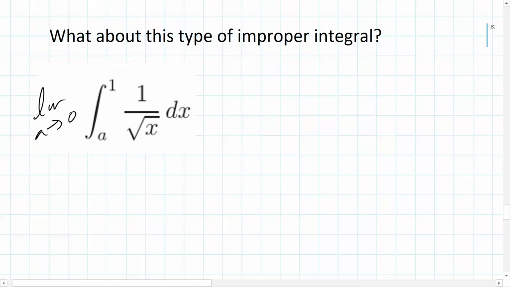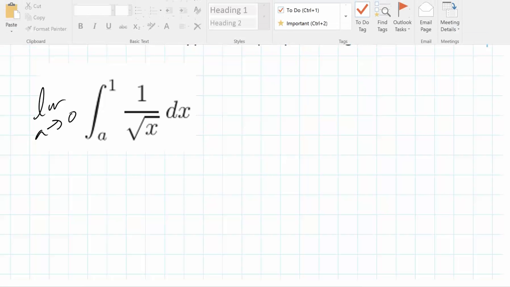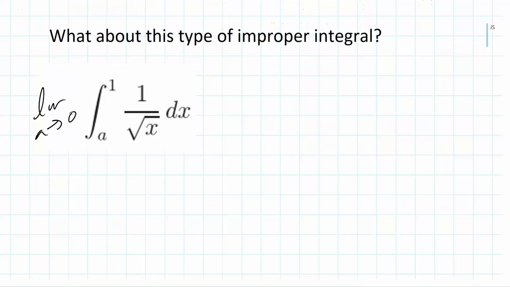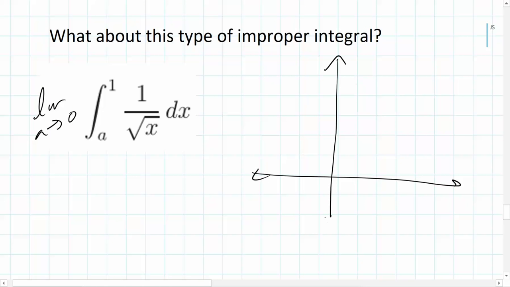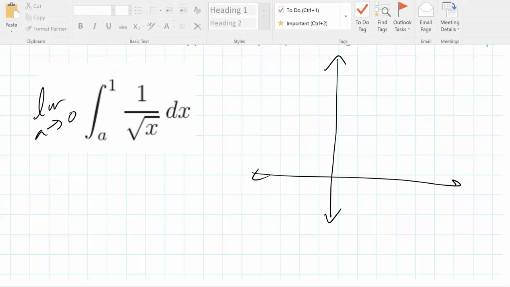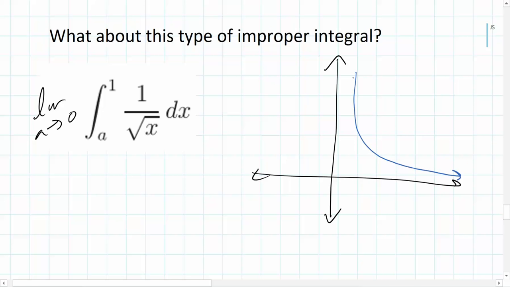Kind of. What's the only difference here? Can someone tell me what the only difference here is? Instead of being 1 to infinity, what is it? You're getting infinitely close to 0 on the left, right? So what did this graph look like? 1 over the square root of x, what does it kind of look like? It kind of looks like this, right? It looks kind of like 1 over x. The curvature is a little different.